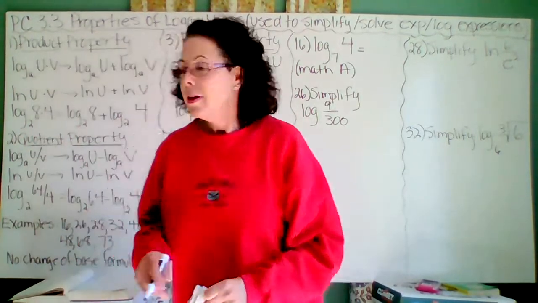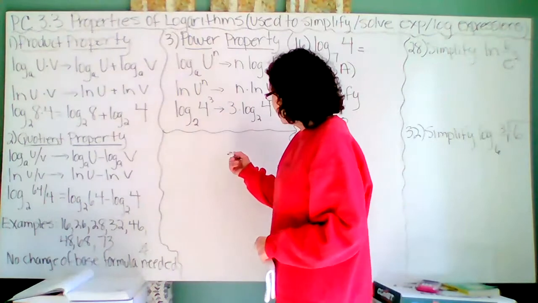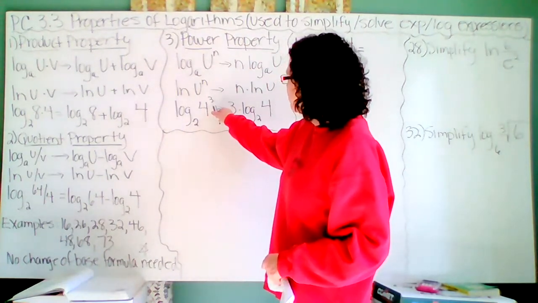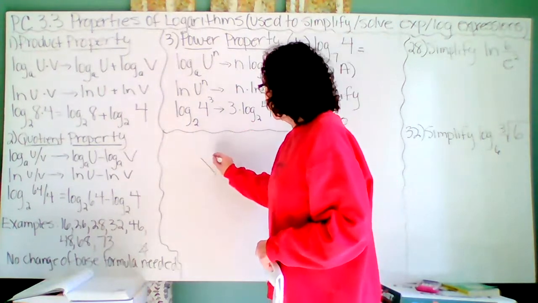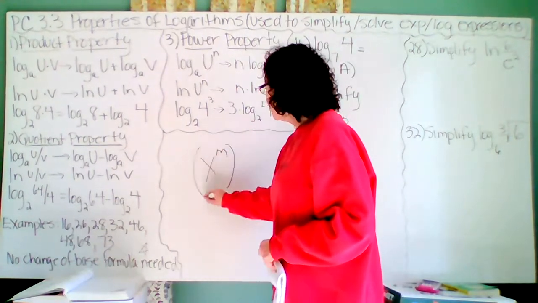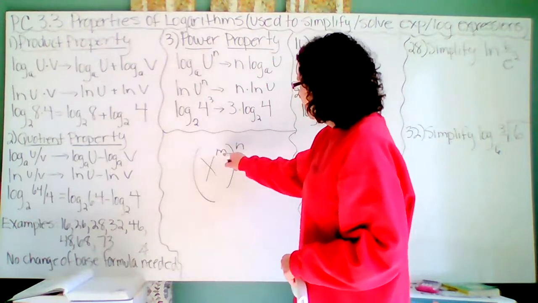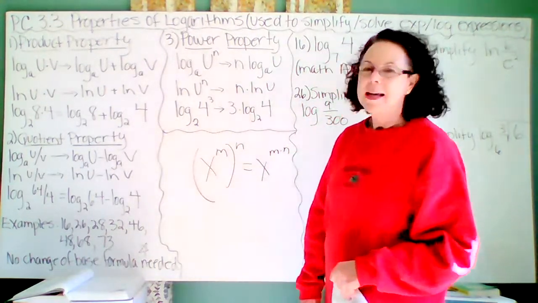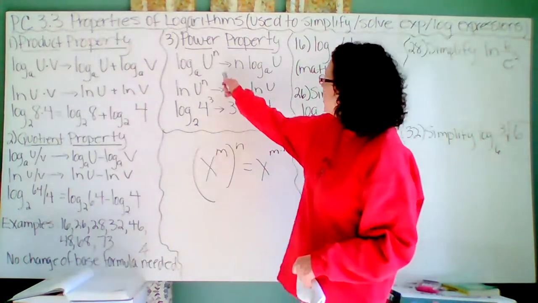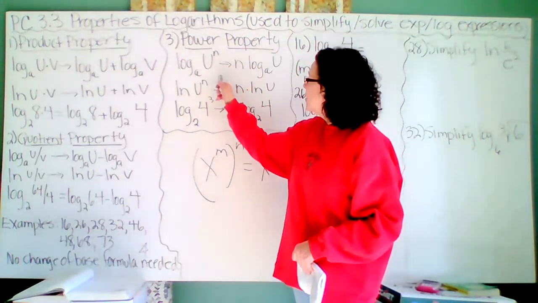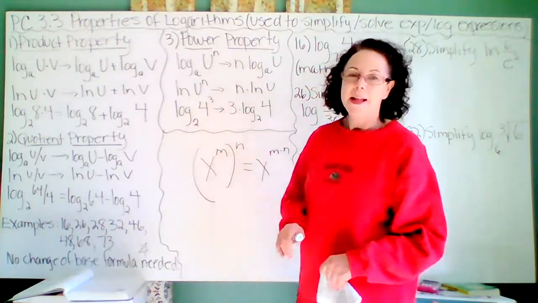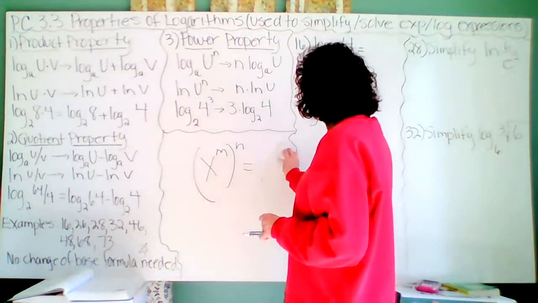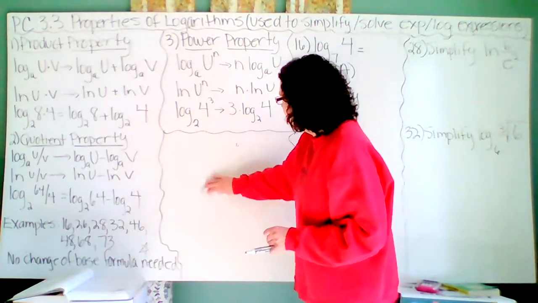Why is this true? Because we knew that when we had a base with an exponent raised to another exponent, like x to the m to the n, we multiplied those exponents. And that's exactly what we're doing here. The log is an exponent, and we're multiplying them. Okay, when we see one power raised to another. Let's see if this is true.